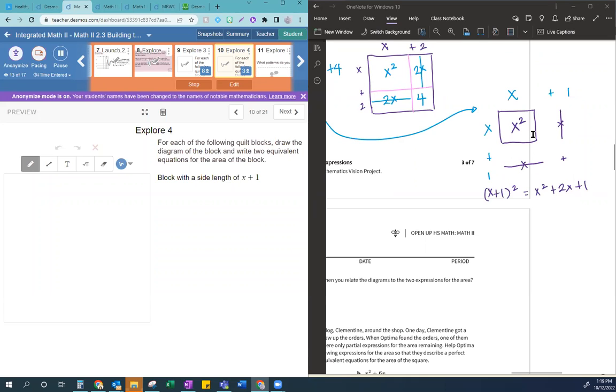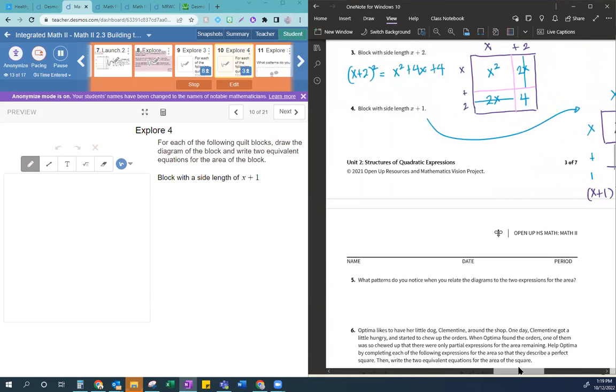Now, some of you are noticing, oh man, Ms. Johnson, I noticed that X times X is X squared. Exactly. X times 1 is X. Exactly. X times 1 is X. Exactly. And 1 times 1 is 1. Exactly. That's exactly what I wanted you to find.